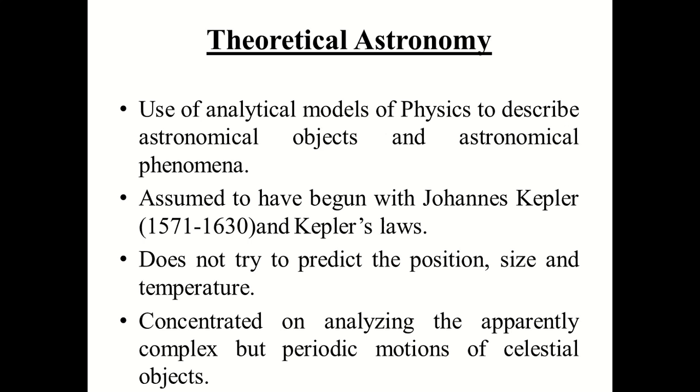Theoretical astronomy does not try to predict the position, size and temperature of every star in the heavens, but has concentrated upon analyzing the apparently complex but periodic motion of celestial objects. Theoretical astronomers use a wide variety of tools, which include analytical models, for example the prototype to approximate the behavior of a star, and computational numerical simulations.